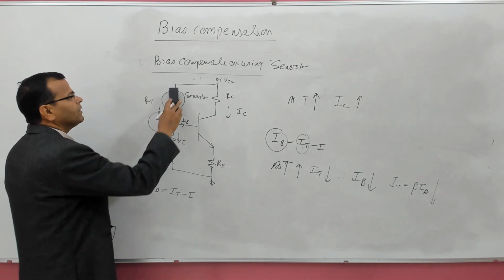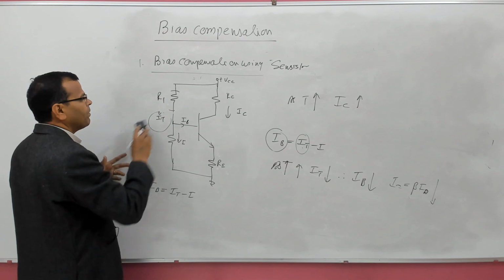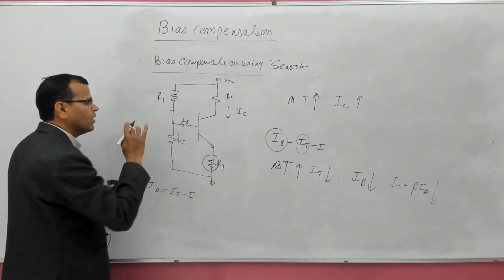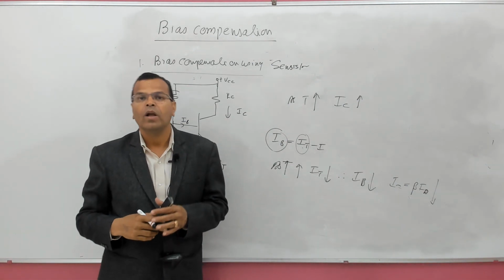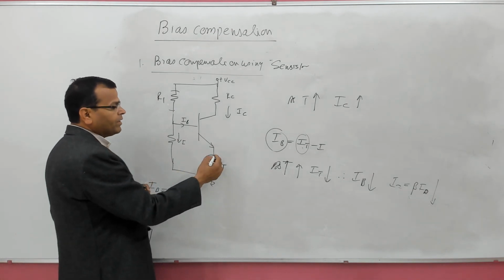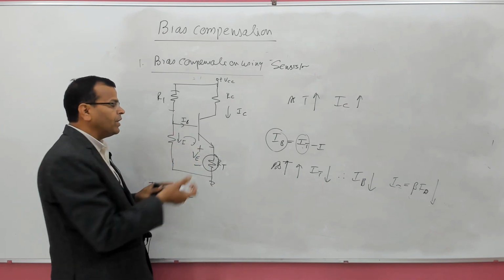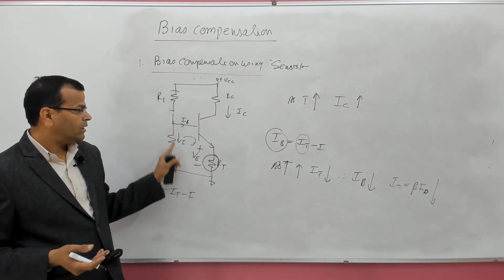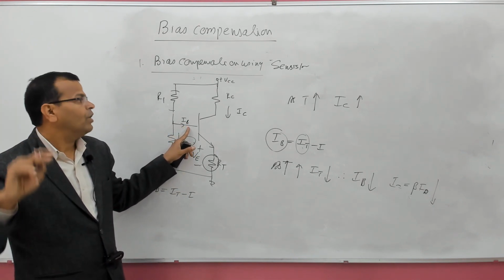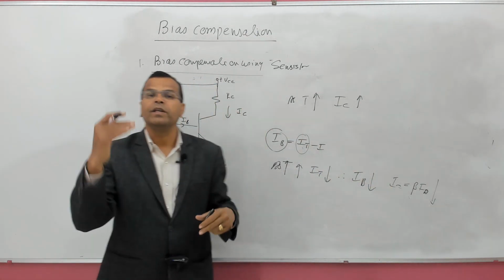Another possibility, what is the other circuit? This is simple potential divider bias, and I connect transistor here. Let us see what will happen. When temperature increases, its resistance will increase, and when its resistance increases, voltage drop, which is negative feedback in the circuit, will increase, and it opposes the base current, you can see. So, base current will decrease. When base current decreases, you know IC is beta into IB, so IC will decrease.